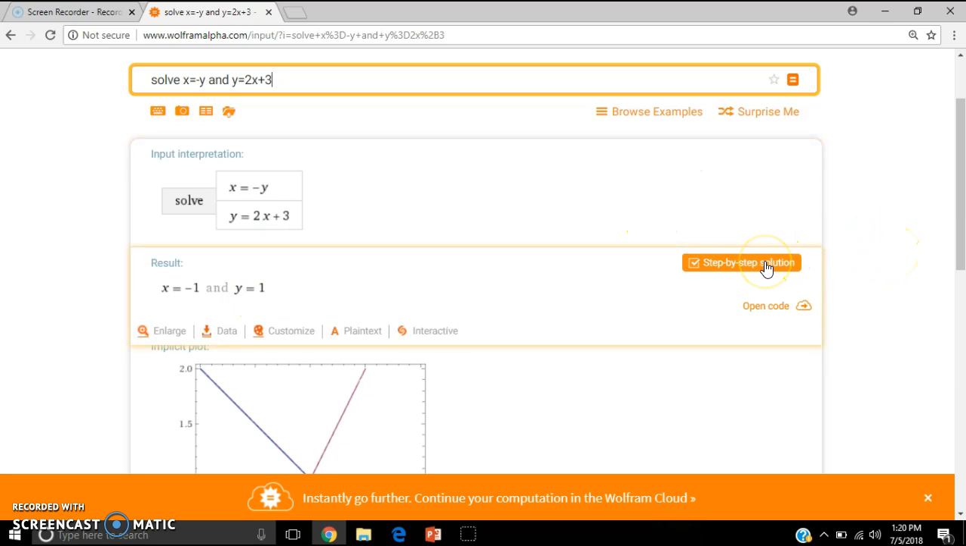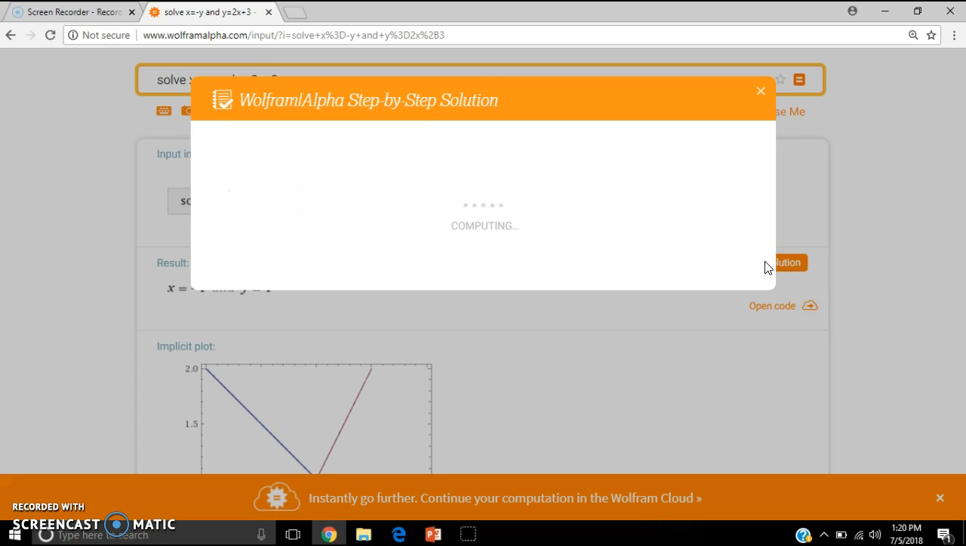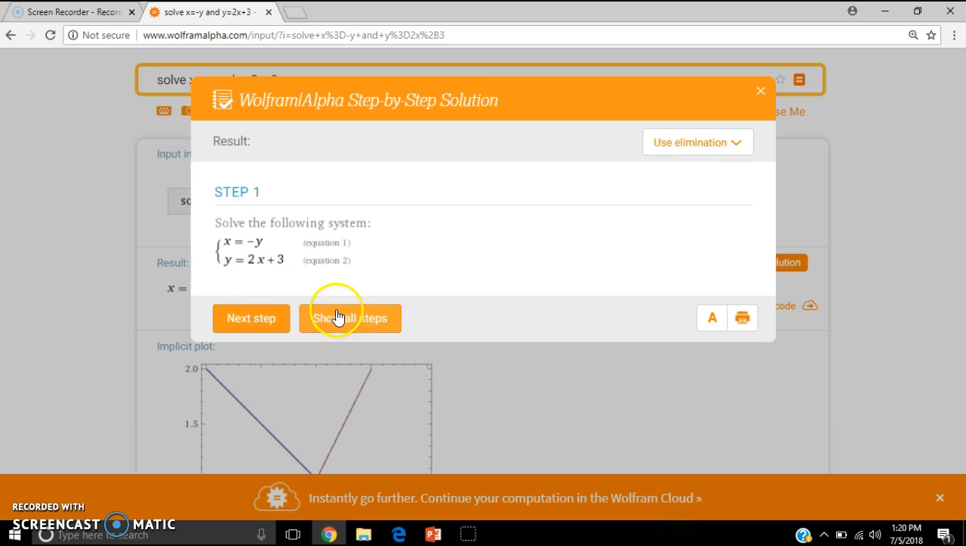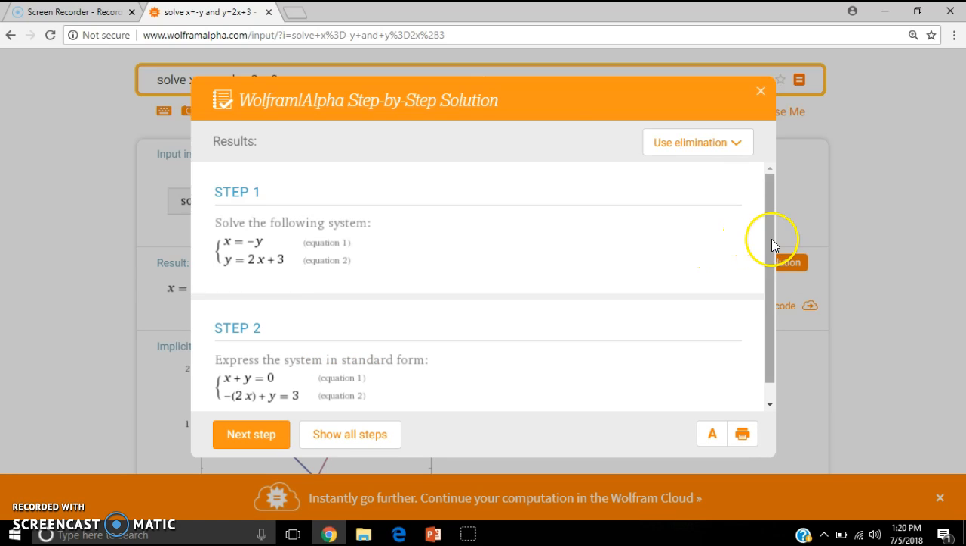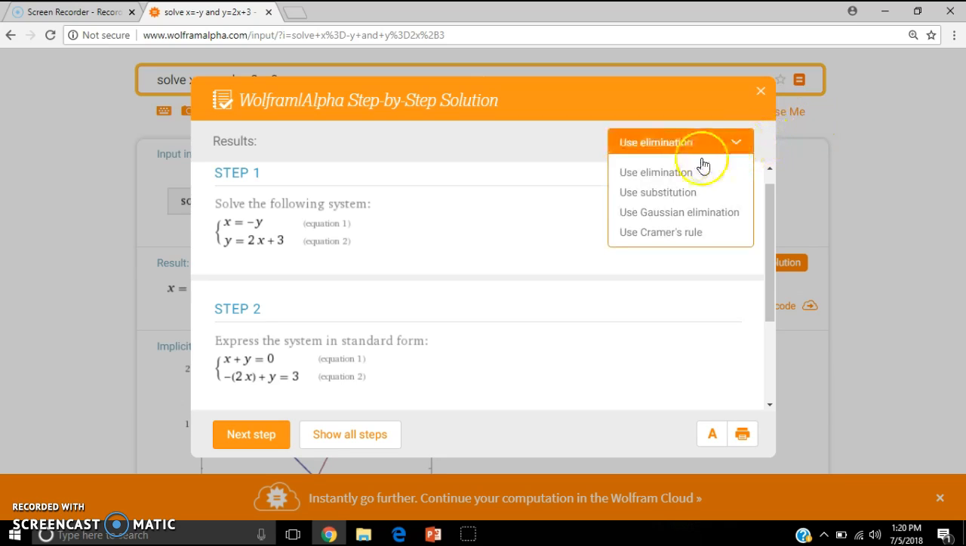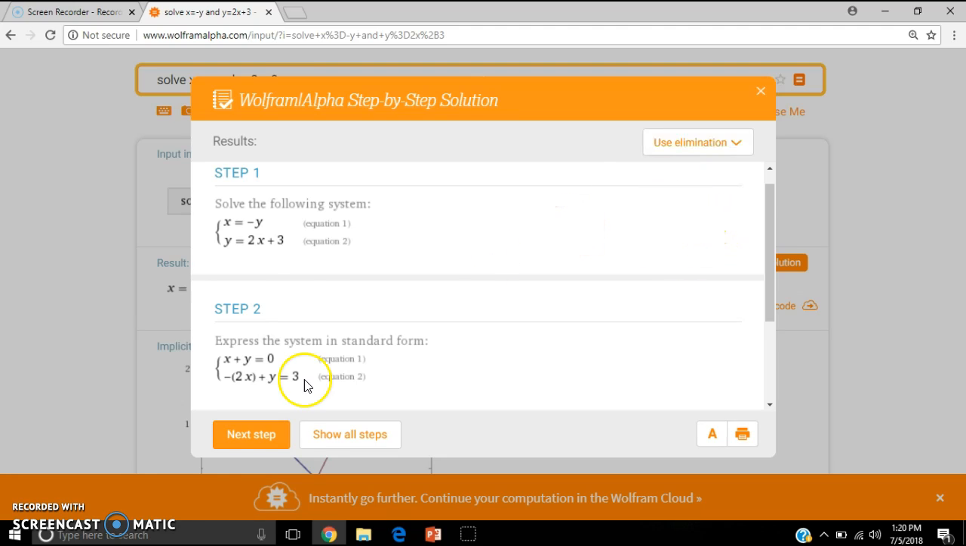or I can use the feature provided by the Pro version, which is step-by-step solution. Here they describe all the steps, or they can guide us to end up with these numbers. I can go to the next step, and they give us everything we need. I can also choose the methods, for example, by elimination, by substitution, or any other method.